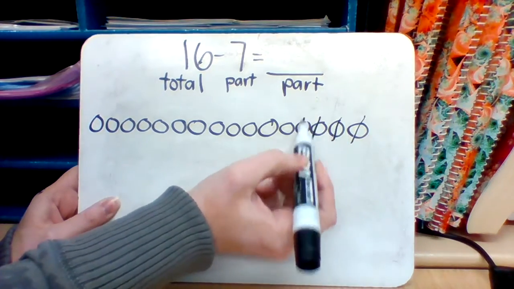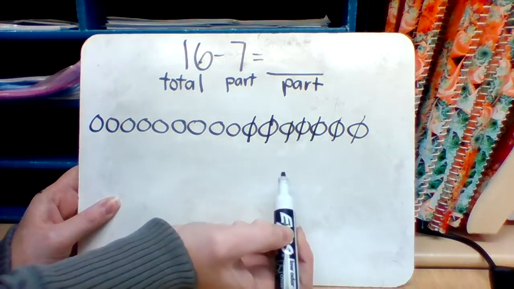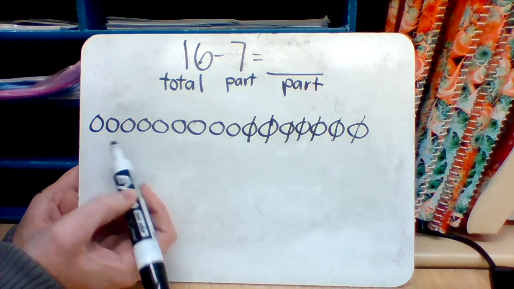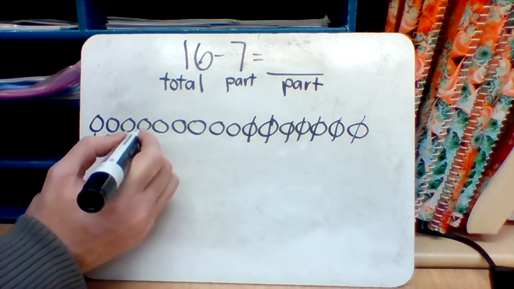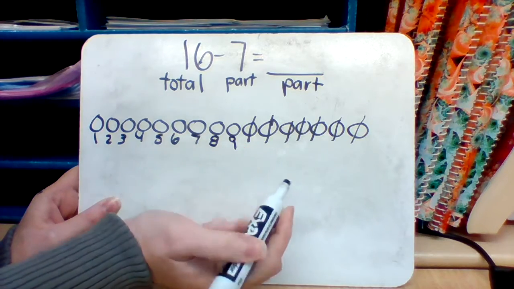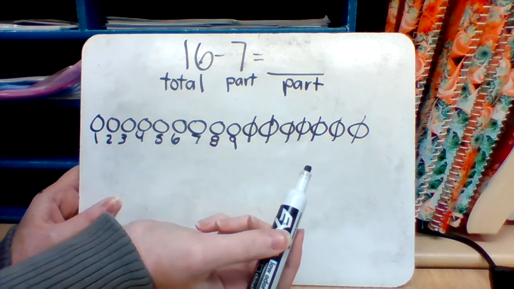Now, one of my parts is going to be 7. 1, 2, 3, 4, 5, 6, 7. In order to figure out what my other part is going to be, I'm going to count the parts that I did not cross off. 1, 2, 3, 4, 5, 6, 7, 8, 9. So again, 16 minus 7 equals 9.